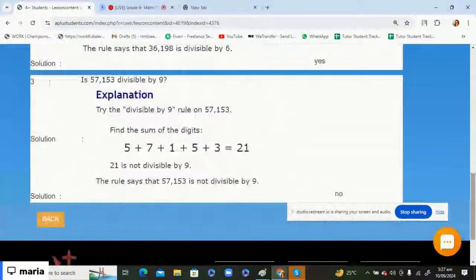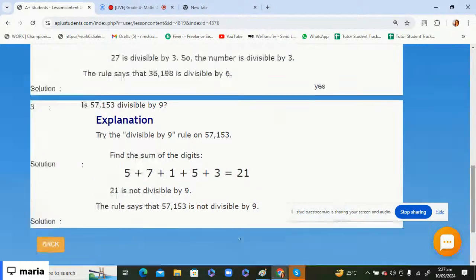57,153 is divisible by 9. Here it's 3 and here it's 9. First of all, we are going to add up all the numbers. That is 21. And here it's 9. So 9 times 2 is 18, 9 times 3 is 27. So it means it does not come in the table of this one. Okay, this is not divisible.